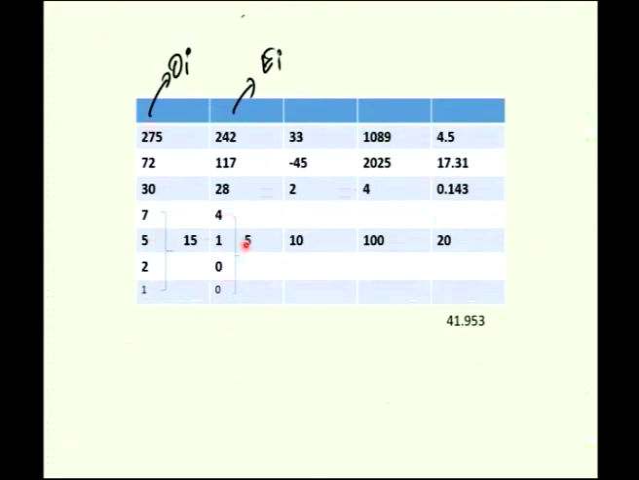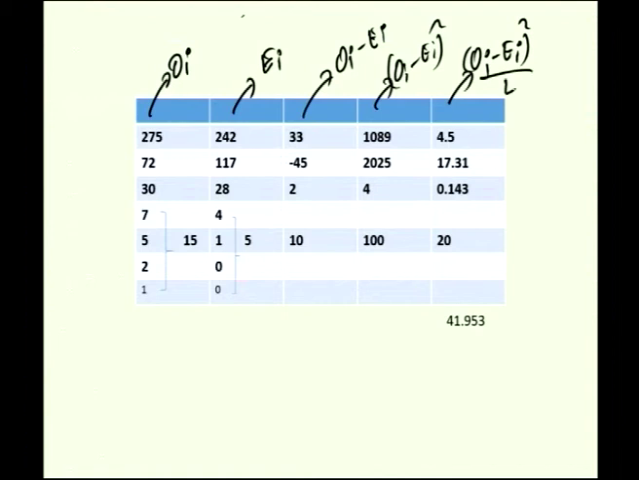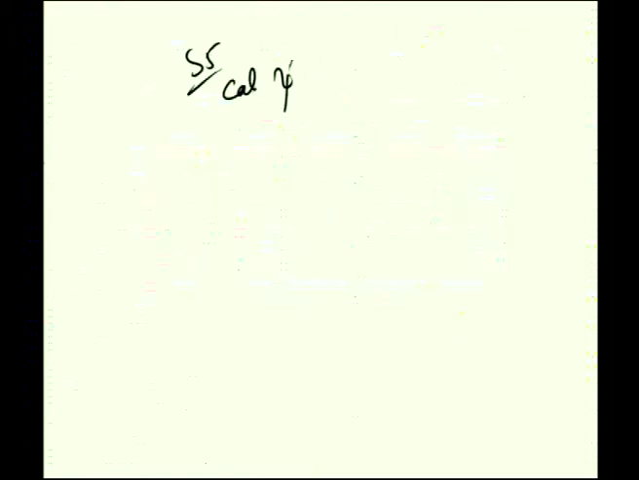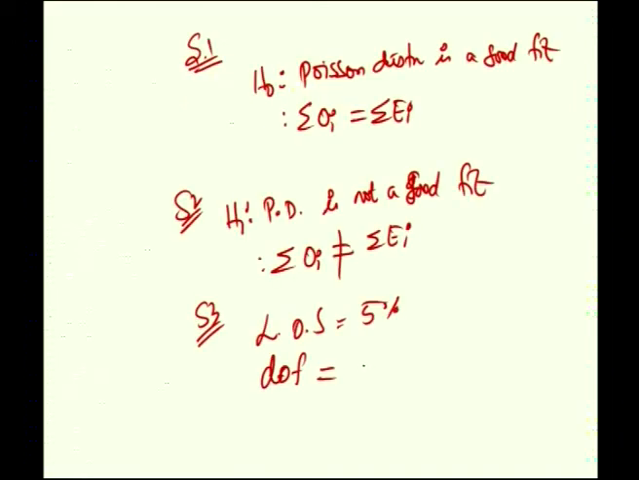So, this becomes 15 and 5, and then this is OI minus EI, the number of values becomes 4 only. For the first, 275 minus 242 is 33, minus 45 is 2, and then 15 minus 5 is 10, and this is the usual OI minus EI whole square. This is OI minus EI whole square by EI, and this total comes to be equal to 41.953.